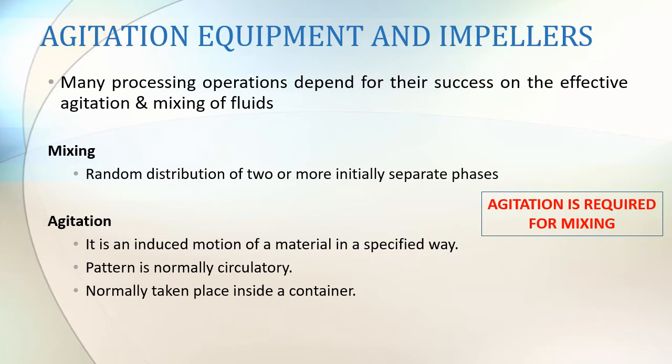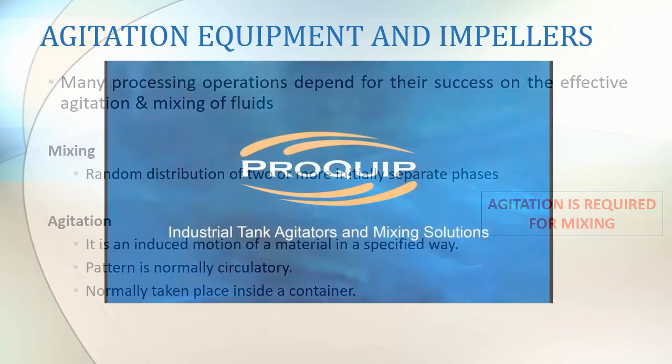That is why agitation is required for mixing. If there is no agitation, there will not be any mixing. The pattern is usually circulatory and normally takes place inside a container. So that is how mixing and agitation are related.